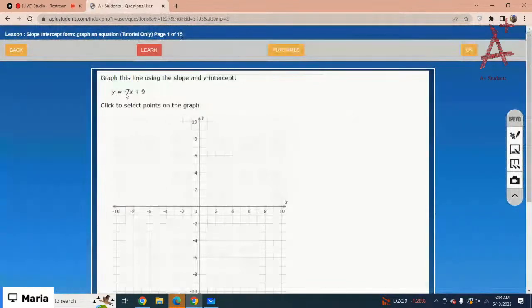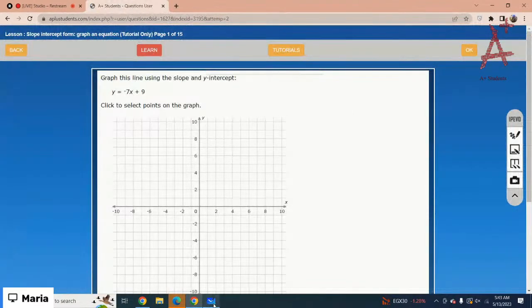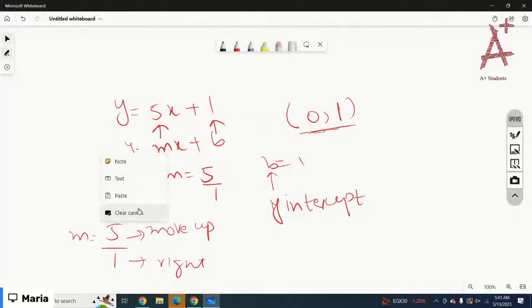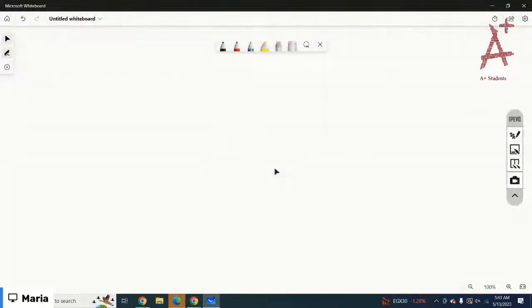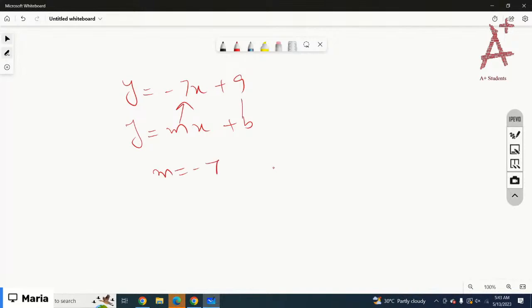Okay, it would be y equals negative 7x plus 9. So the equation would be y equals negative 7x plus 9. When you compare this equation with the general form of the slope intercept form, y equals mx plus b, you have m equals negative 7 and b equals 9. Got it? So that means you have slope equals negative 7 and b equals 9.